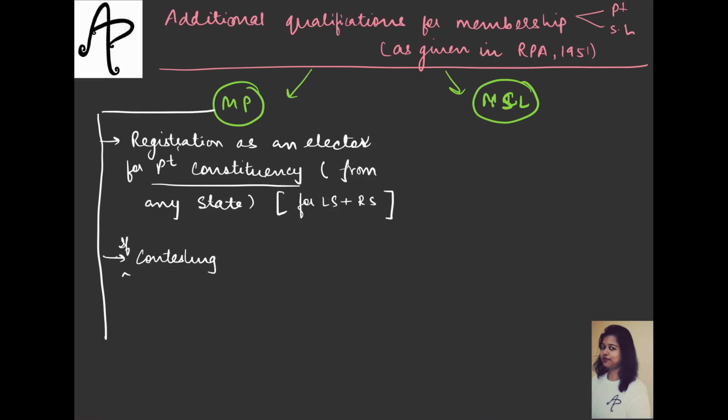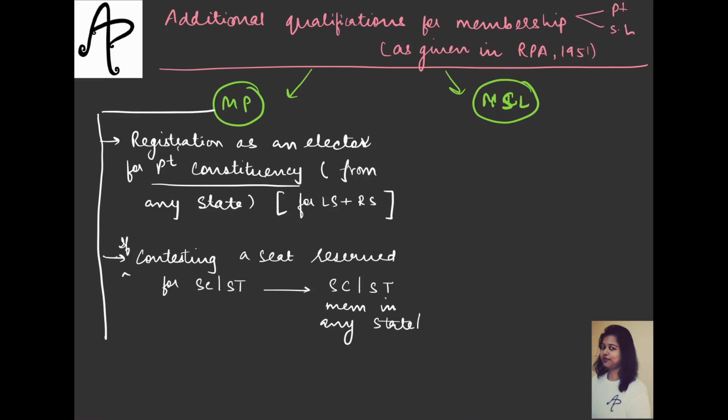Another is that if somebody is contesting a seat reserved for SC or ST, then that person should be an SC/ST member in any state or UT. ठीक है, तो किसी भी स्टेट या यूटी में आपको SC/ST का मेंबर तो होना ही होगा if you are contesting a seat reserved for the SC and the ST. However, it is not any compulsion on any SC or ST member that they can contest only from a reserved seat. No, SC and ST members can contest a non-reserved seat too. Okay, these are as simple as it is.